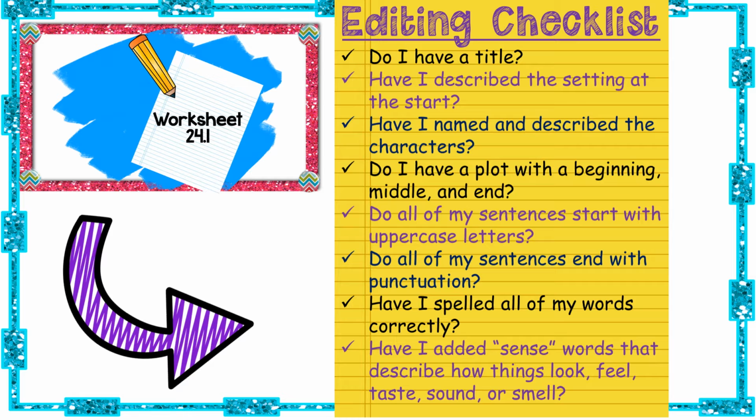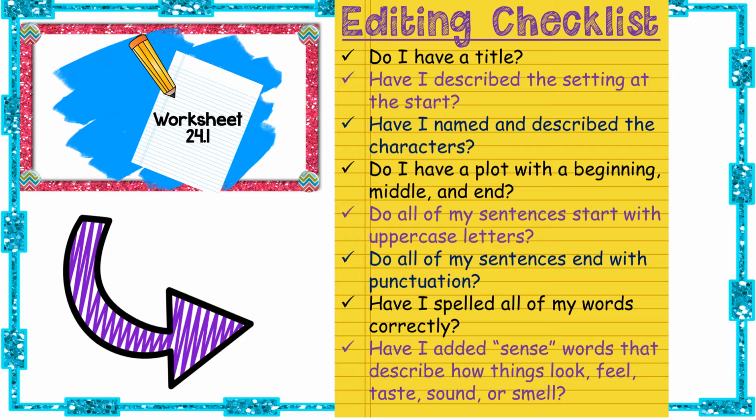So pause the video and look in your packet for worksheet 24.1. It's page 143. Okay, now on page 143, you have an editing check sheet. This is a checklist that you will go through. So you're going to take your paragraph that you wrote and you're going to look for these things in your paragraph. For example, number 1 says, do I have a title? So if you don't have a title in your personal narrative or on your personal narrative, then you'll need to title it.